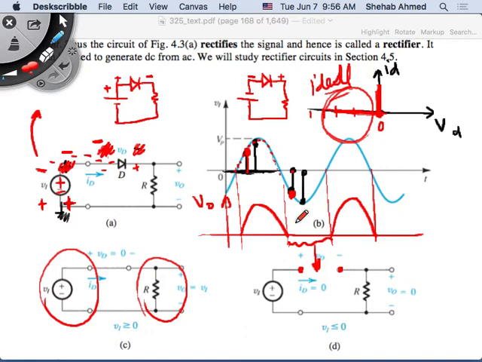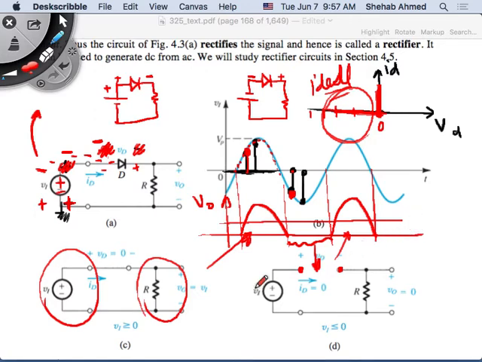So this is a non-linear application of circuits, right? I use this to create another waveform. What's the new waveform versus the old waveform? This was an AC waveform, right? It has an average value of 0. How about this waveform? This has an average value, right?